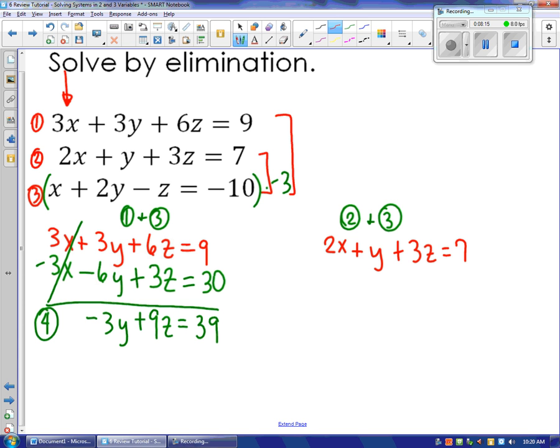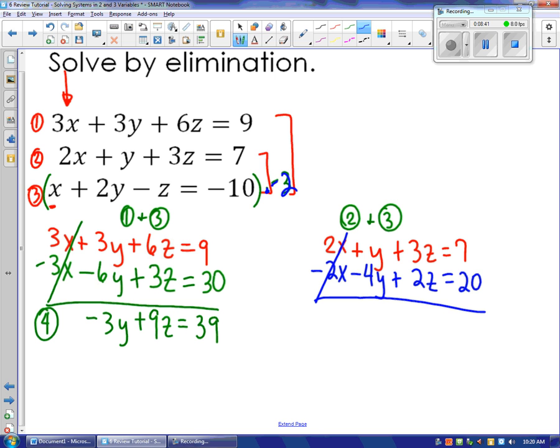I want to eliminate x again. But this time, if I want to eliminate x, I need the coefficient of this x to be negative 2. So instead of multiplying by negative 3, I'm going to multiply through by a negative 2. And if I distribute that negative 2 across the entire equation, that's going to give me a negative 2x, a negative 4y, a positive 2z, and a positive 20. And now I can add the 2 equations together.